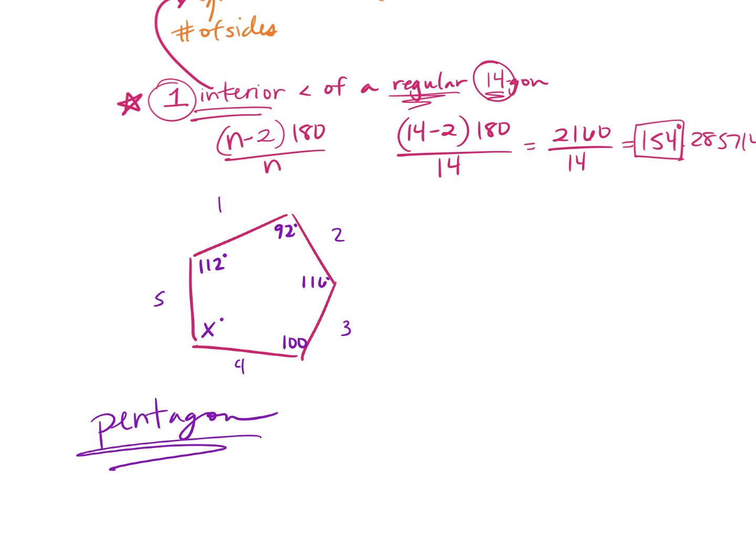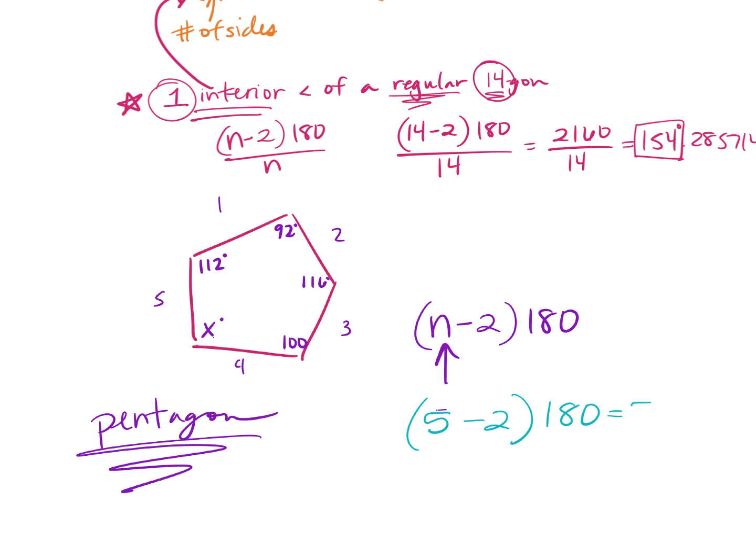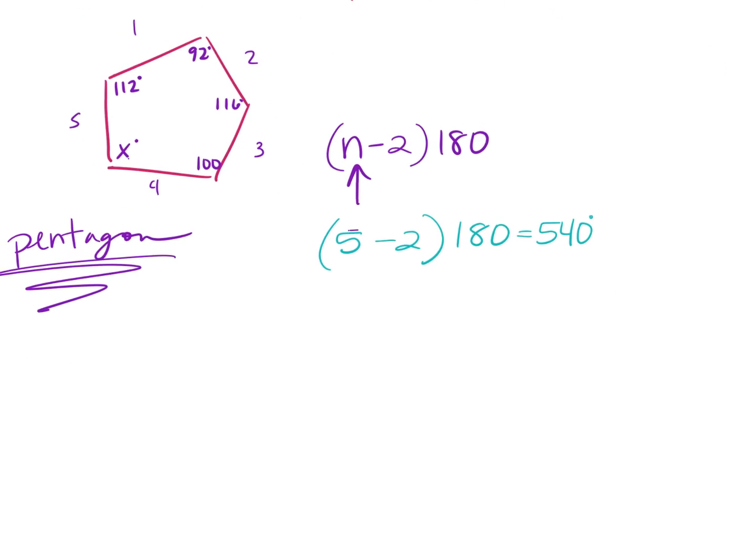Well, if this is a pentagon, then we have to find the sum of it first, right? Because if we add up all these angles, that would be the sum of the pentagon. So n minus 2 times 180 gets us our sum. What number are you plugging in here? Tell your neighbor. You're right. It's a 5. So 5 minus 2 times 180, I believe, is 540. If I am wrong, just ignore me and plug in the right number.